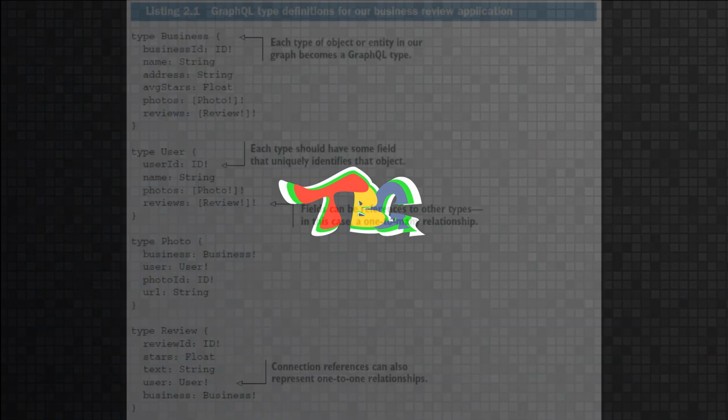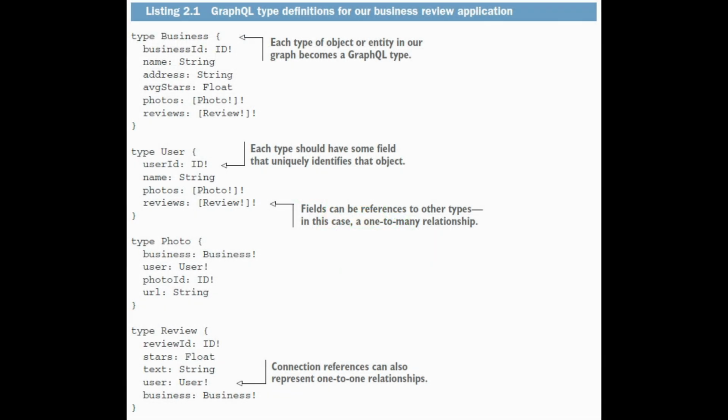Note that the entities we identified become GraphQL types, properties of the entities become fields, and connections or relationships connecting the types are defined as fields that reference other types. Each type contains fields, which can be scalar types, objects, or lists. Each type should have some field that uniquely identifies it. ID is a special GraphQL scalar used to represent this unique field. Internally, we treat ID fields as strings.